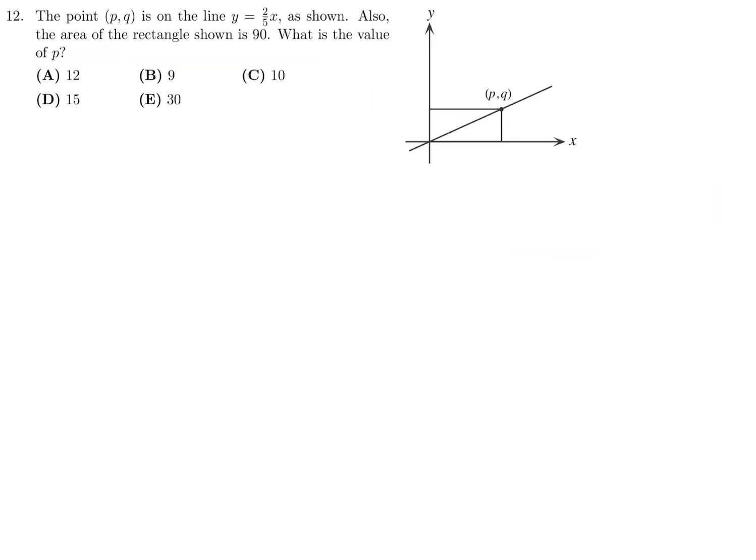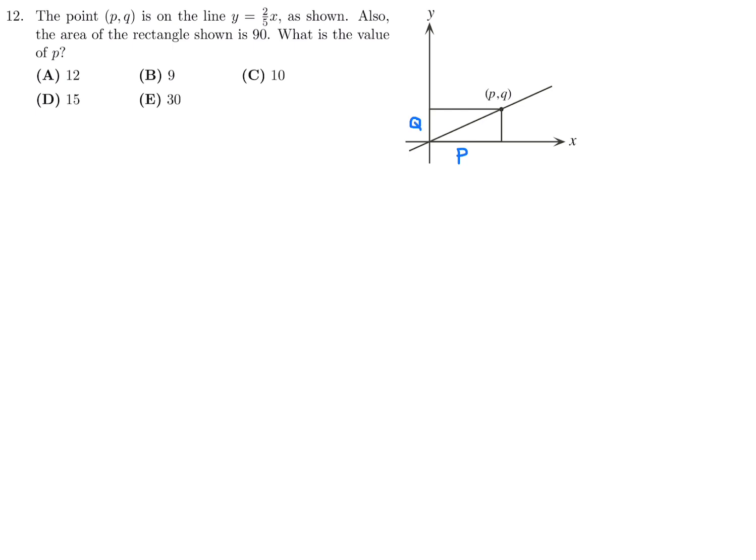The point PQ is on the line y is equal to 2 over 5x as shown. Also, the area of the rectangle shown is 90. What is the value of P? Well, in this diagram, this point right here is labeled as PQ. So from here to here is P, that distance, and from here to here is Q.